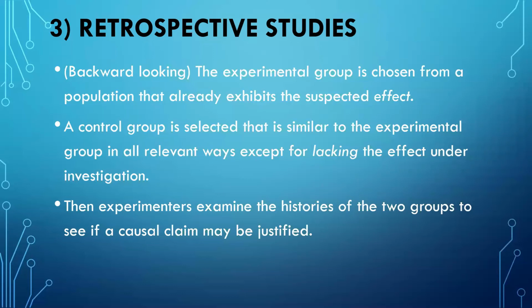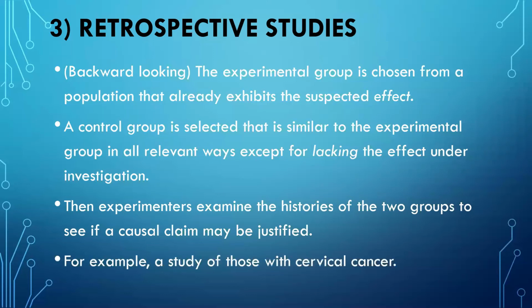So they investigate to see if a causal claim might be justified, and this would be a good way of studying diseases. For example, a study of those with cervical cancers. You identify a group of women who have cervical cancer, that's the experimental group, and then you identify those who do not, that are matching in the relevant characteristics other than that they don't have cervical cancer, and you do a history of those two groups, trying to figure out what differences there might be.